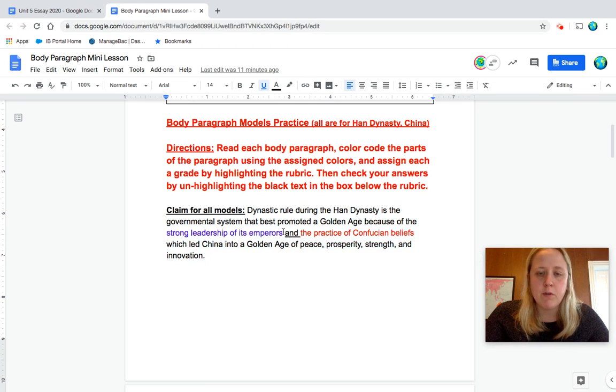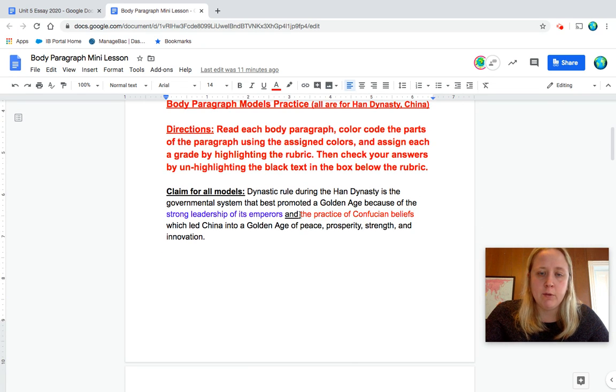Now remember, when you're writing a body paragraph, you're going to be taking each part of this claim to set them up. So your blue, your first answer, that will be your first body paragraph. Right? So about the strong leadership of its emperors. Your red, that would be your second body paragraph, the practice of Confucian beliefs. So these paragraphs are actually going to be about the red. So this would be really their second body paragraph, but it doesn't matter.